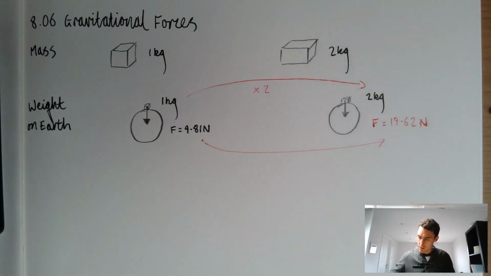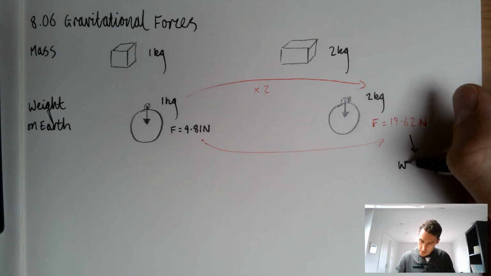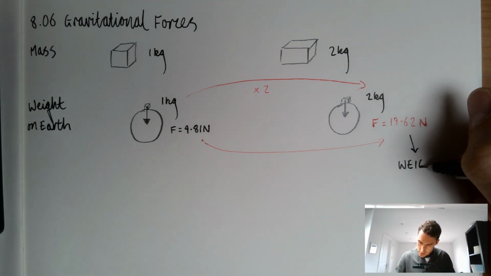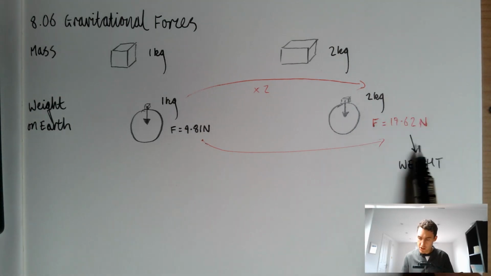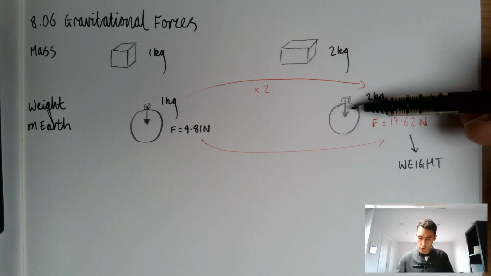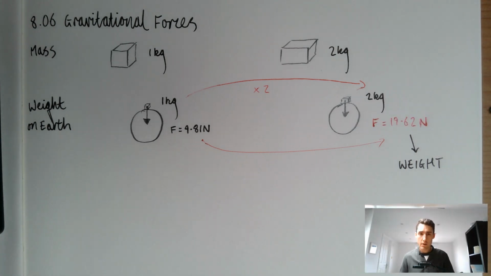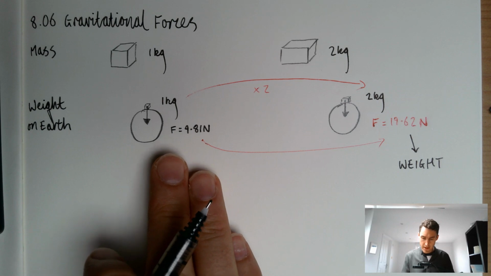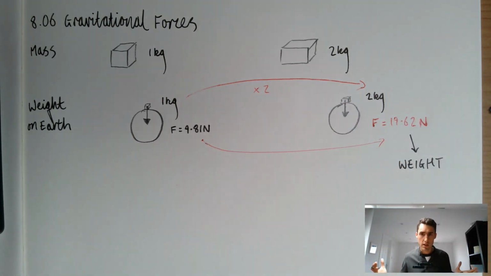Well, we call this force of gravity the weight. When we talk about the weight, actually, it's something that's measured in newtons, and it's the force of gravity acting downwards towards the centre of the Earth. And what you want to illustrate here is that if you double the mass, well, you double the weight.